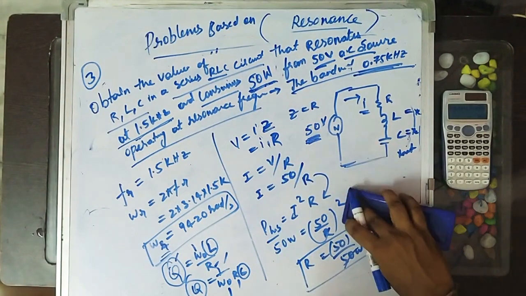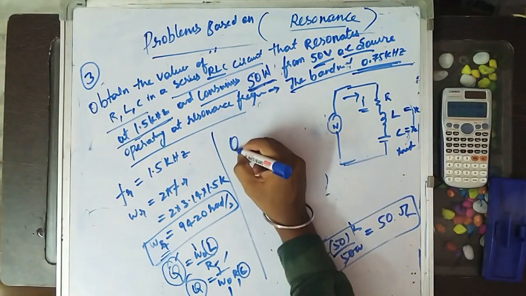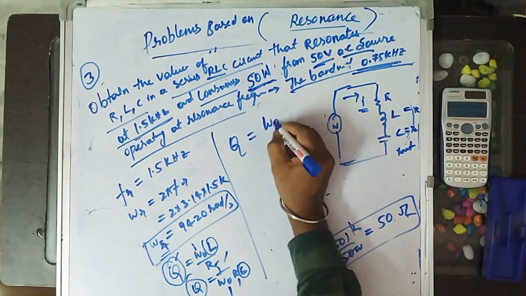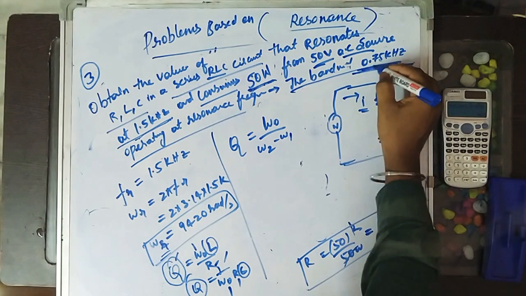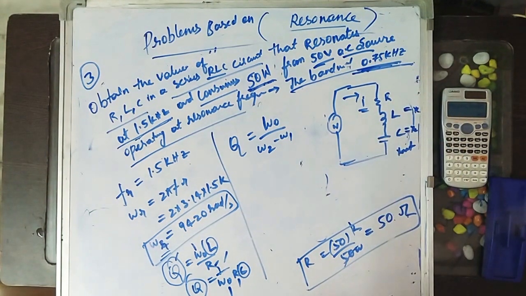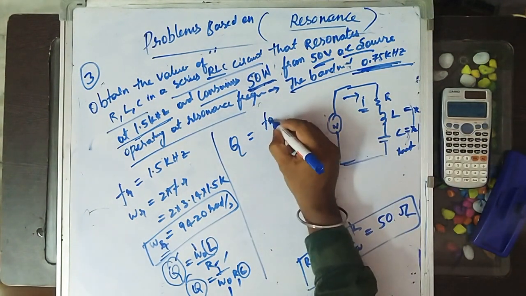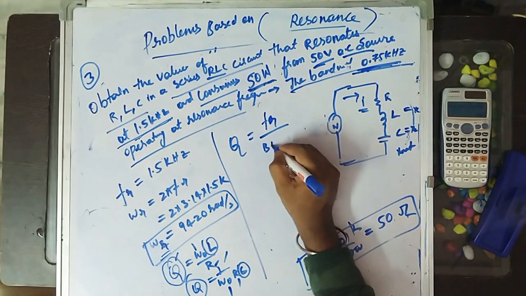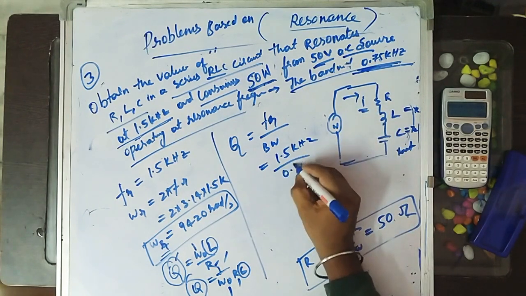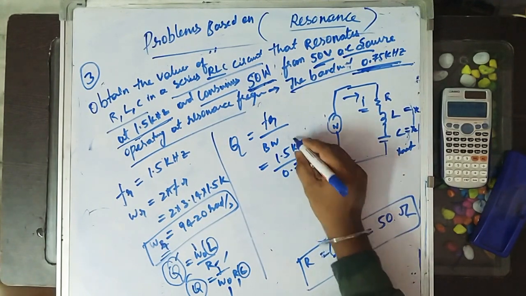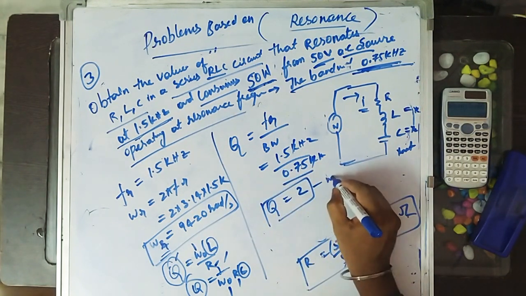What we will do is, the quality factor Q equal to what? Resonance frequency by bandwidth. The given bandwidth is in hertz, so we take the resonance frequency F naught or Fr by bandwidth. Fr is 1.5 kilohertz given, and bandwidth is 0.75 kilohertz. So the kilo will get cancelled, 1.5 by 0.75, so the quality factor Q equal to 2. That means a medium figure of merit.